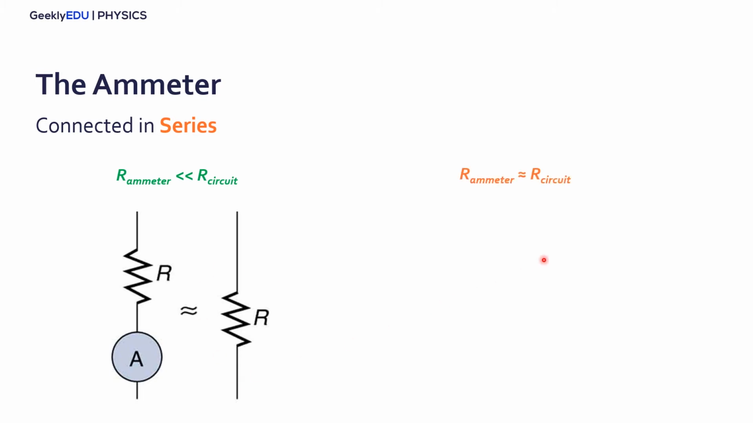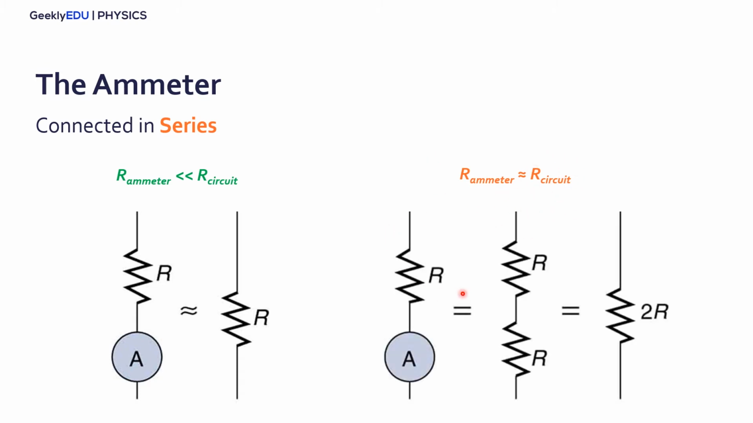However, if it's in the same magnitude as the resistance of the circuit, now instead of just one R, we have two R's in series, or 2R. The final resistance of our circuit will be 2R. Again, we are altering the circuit like this, so we don't want to do it.